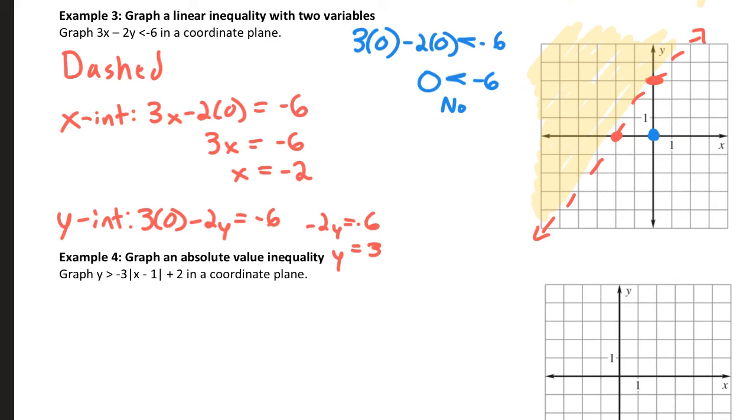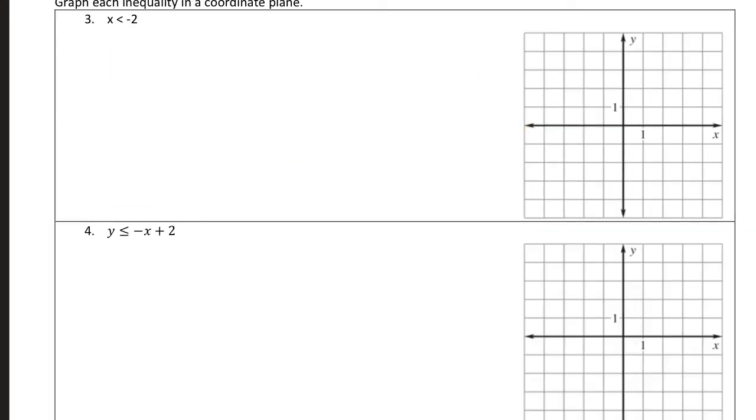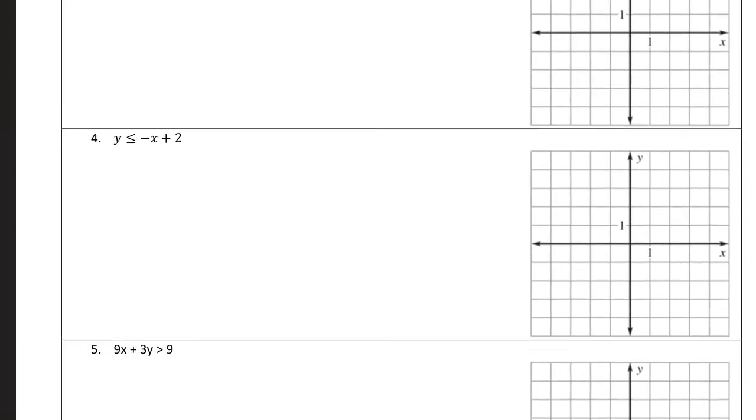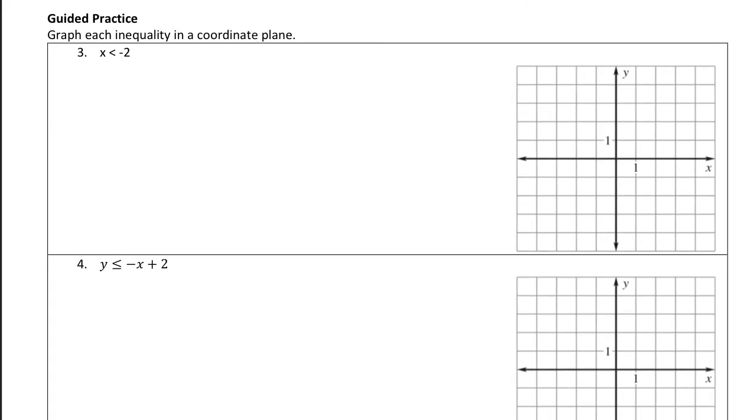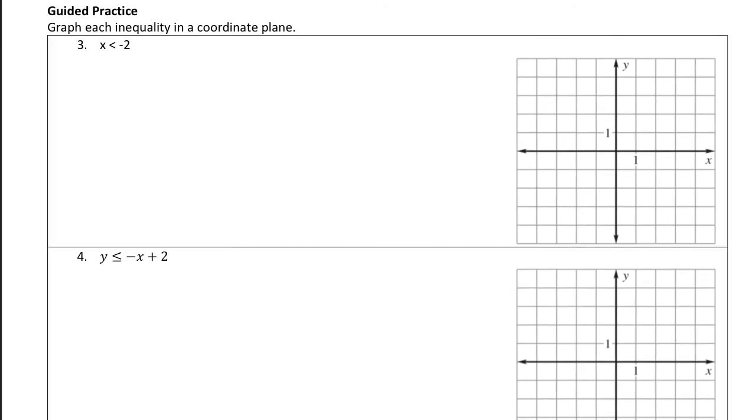All right? So what I want to do next is I'm going to skip example 4 for right now. I want you guys to just work on the guided practice for 3, 4, and 5, okay? And then I'll explain those. I'll explain the absolute value inequalities in the next video because that's a little bit separate. I want to separate those two ideas for now. So pause the video, work through 3 through 5, and then check your answers with me in a few seconds.